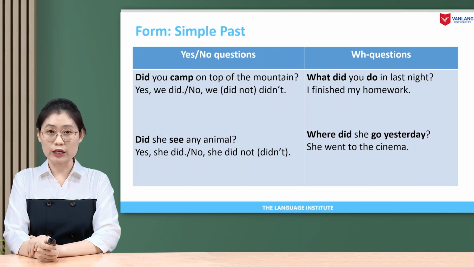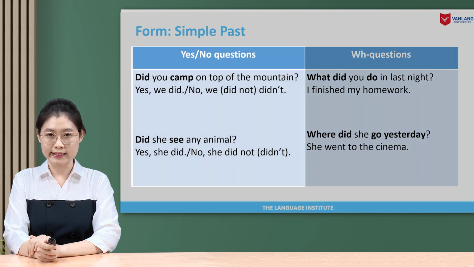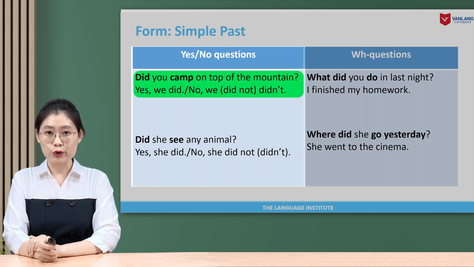So now, let's explore the structure of simple past in questions. First of all, please look at yes/no questions. For yes/no questions, you will put the auxiliary verb did at the beginning of the sentence. After that, you add the subject. And finally, you add the verb in base form. For example, did you camp on top of the mountain? You can answer by saying, yes, we did. Or, no, we didn't.